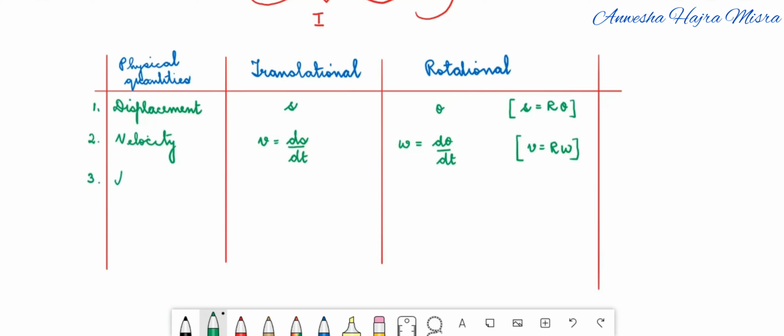Next point is acceleration. Acceleration was dv dt. Here angular acceleration was d omega dt. And the relation between them is A is equal to R alpha.